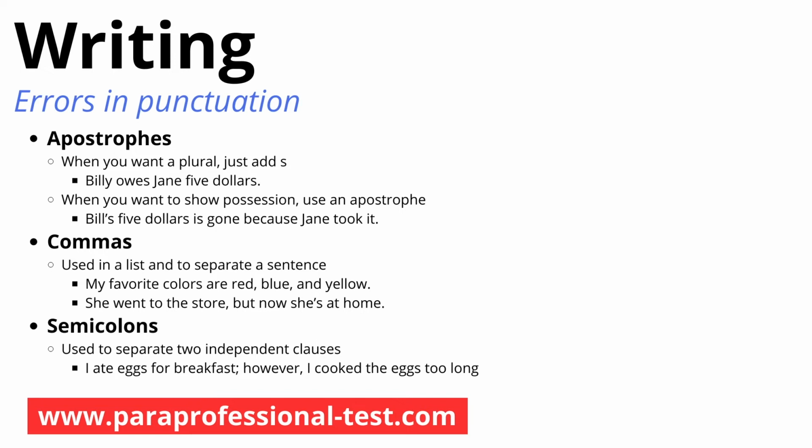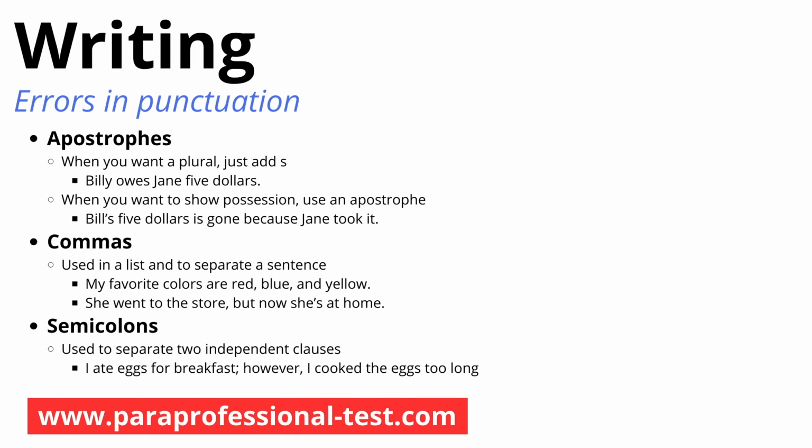Next, we have commas used in a list or to separate a sentence. So, a couple of examples. My favorite colors are red, blue, and yellow. Next, she went to the store, but now she's at home. Notice how the second example splits up two different sentences because we use the word but in the middle.